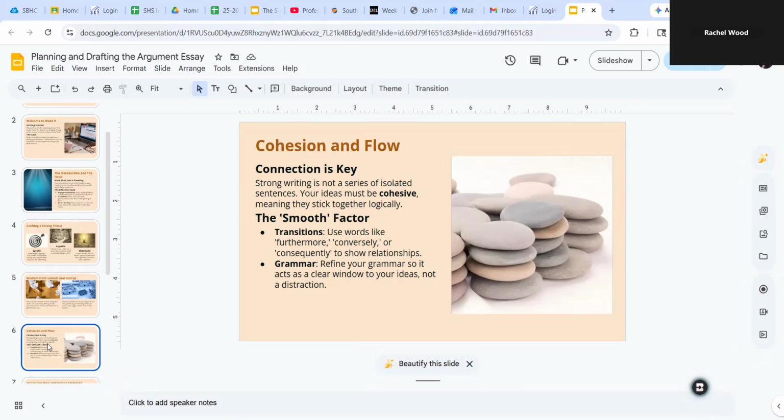You have a handout from a few weeks ago on transitions. Pull that handout from week 3 or 4 and look at it. Use words like furthermore, conversely, or consequently to show relationships. Refine your grammar so that it acts as a clear window to your ideas and not a distraction. I cannot stress to you enough, reading your work out loud will help you begin to see where your errors lie.